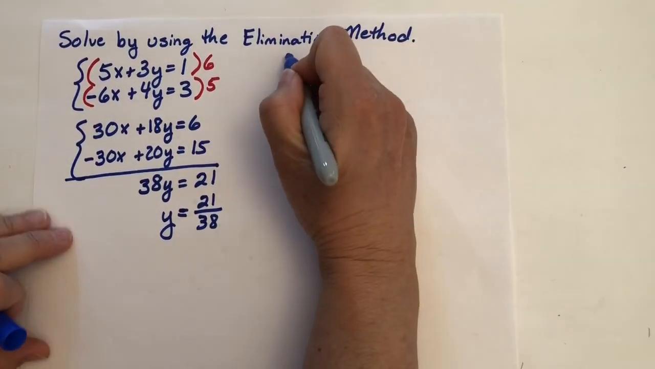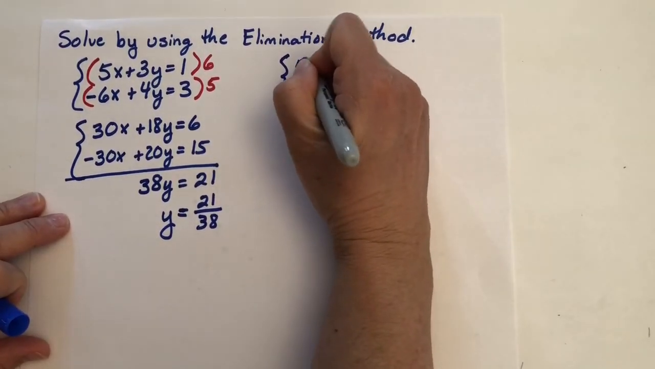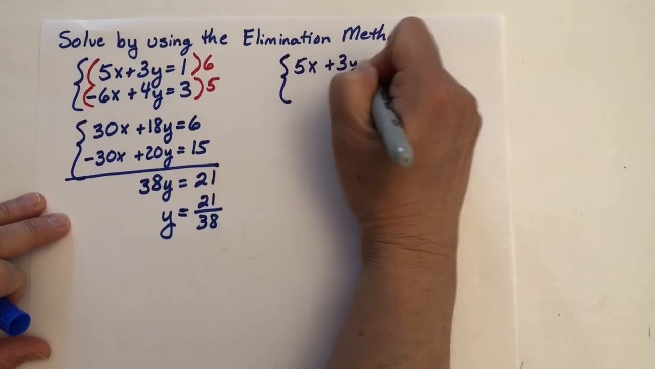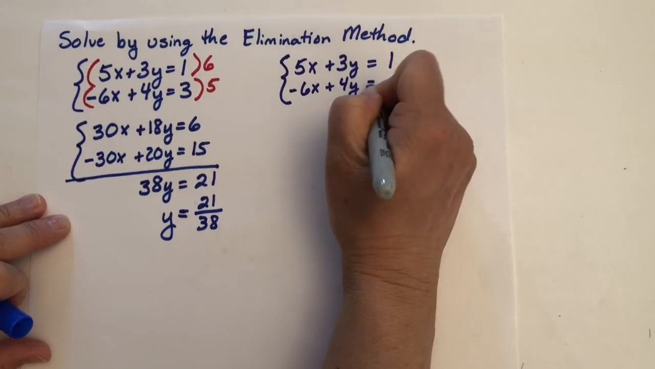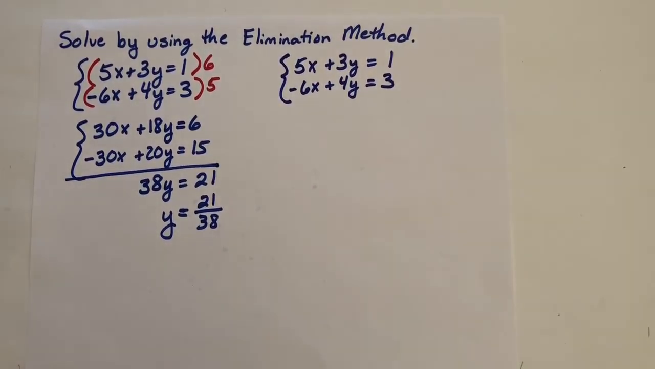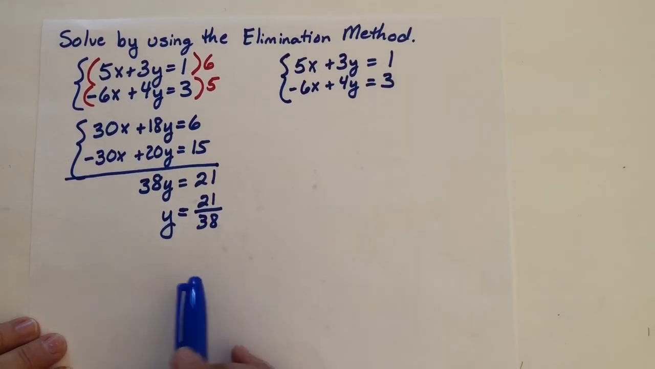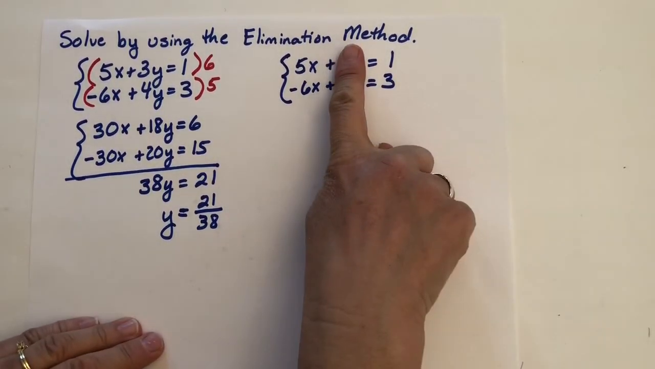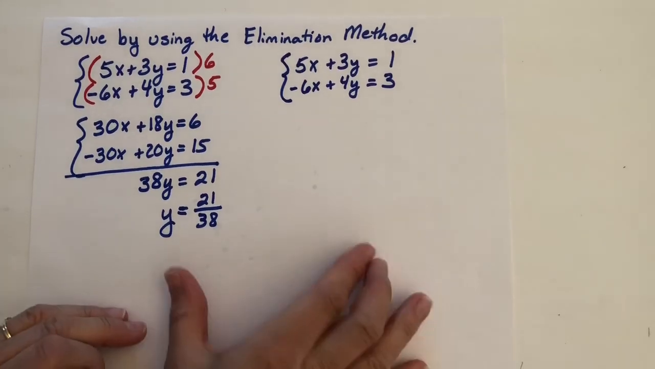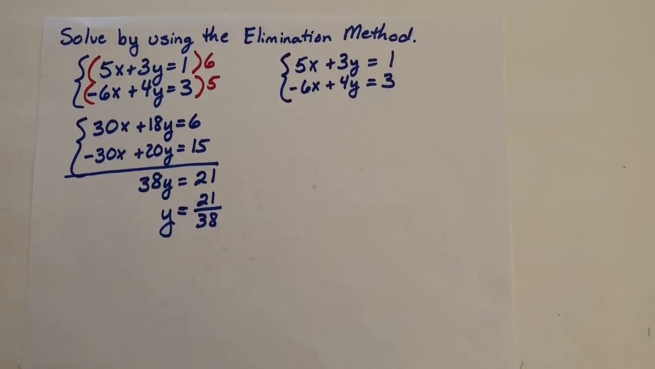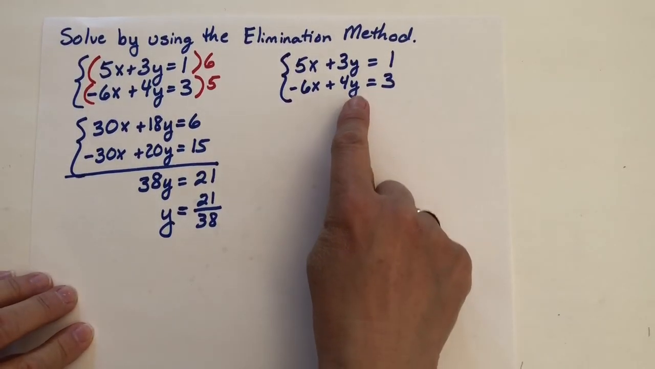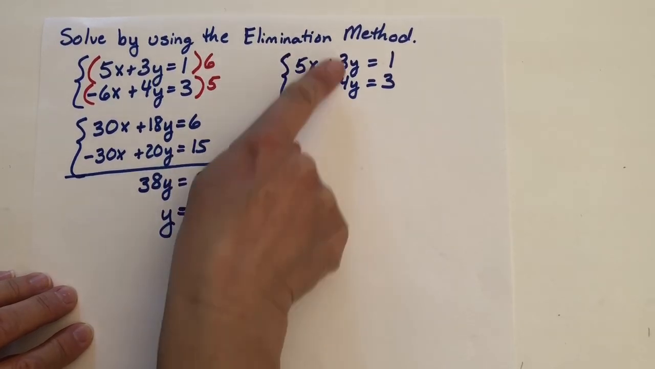Let's come back to the system as it was at the beginning. 5x plus 3y equals 1, and -6x plus 4y equals 3. If I use the elimination method a second time, I can eliminate the y's this time and have the x value, and then I can put those two values together as an ordered pair for the solution. So I'll show you what I mean. We're going to now eliminate the y's. The goal is to make these be exact opposites.